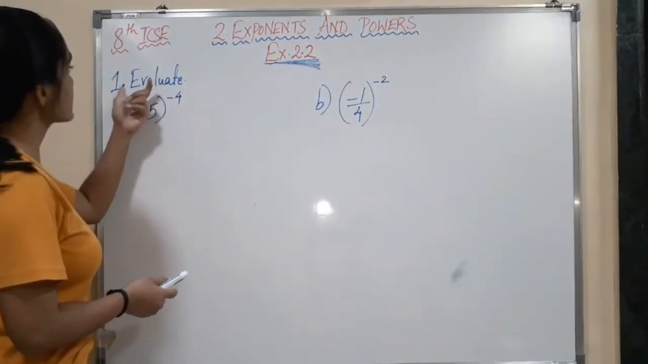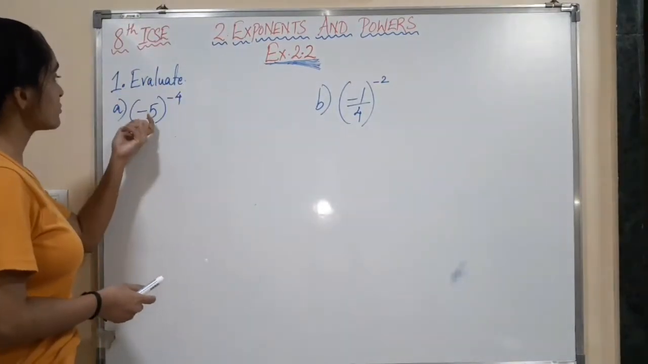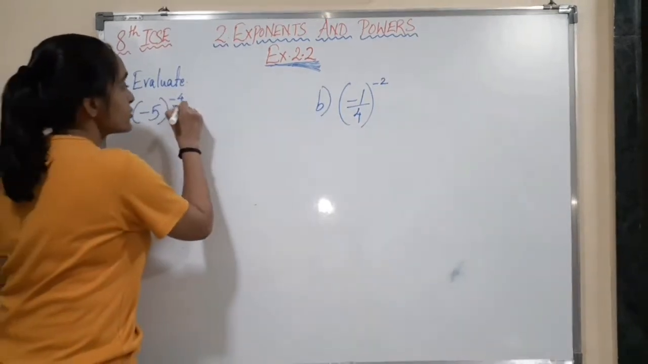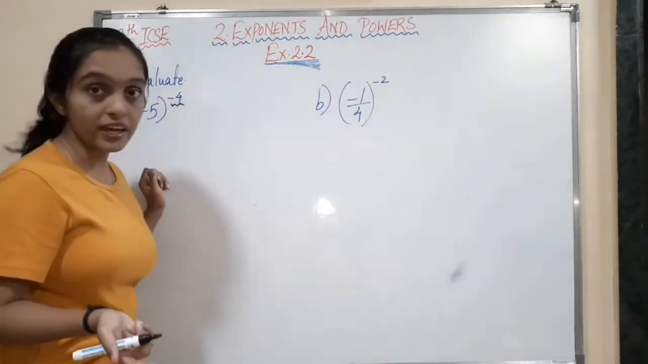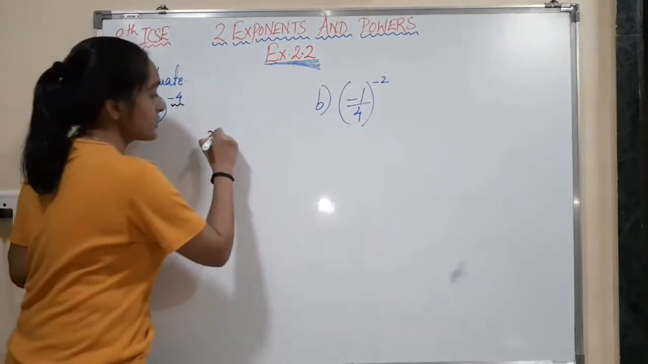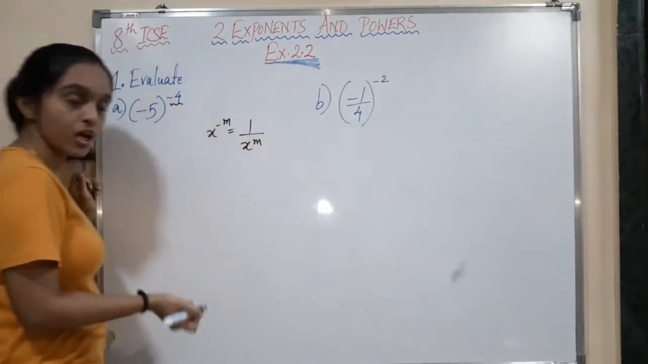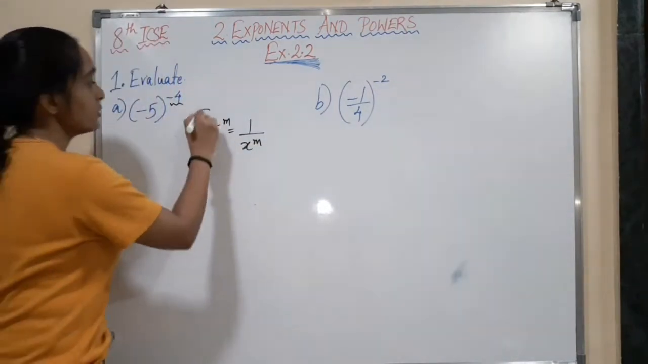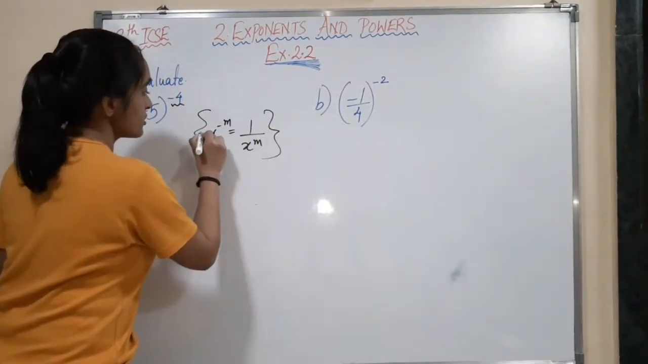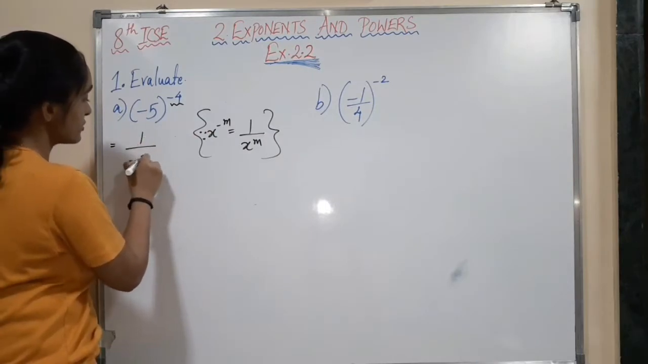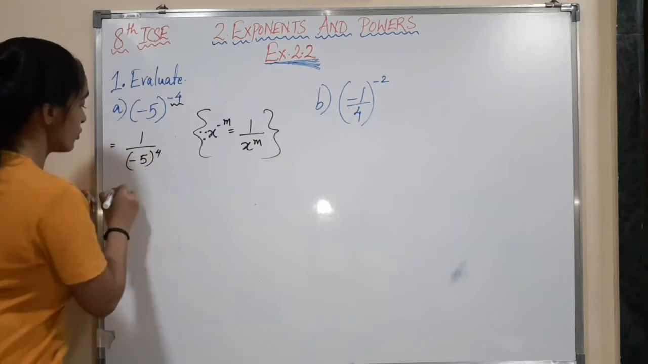The first question is evaluate. The first one is minus 5 raised to minus 4. As minus 4 is there, we already have one law, that is x raised to minus m equals 1 upon x raised to m. So we will use this law here. Using this law gives you 1 upon minus 5 raised to 4.